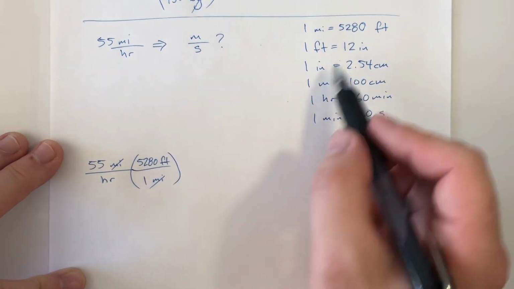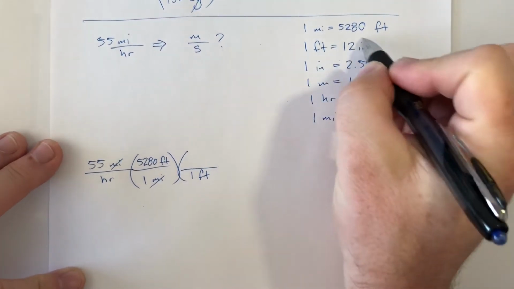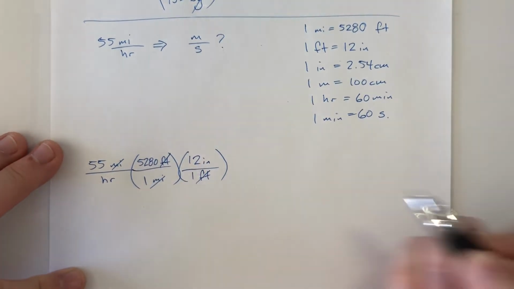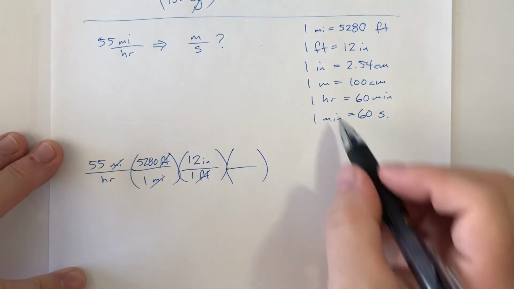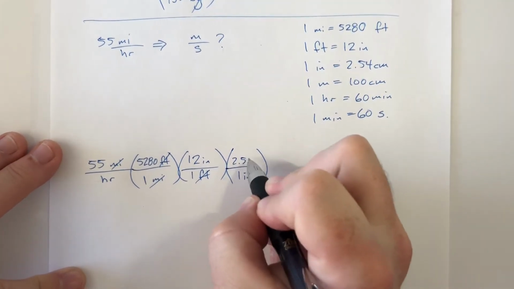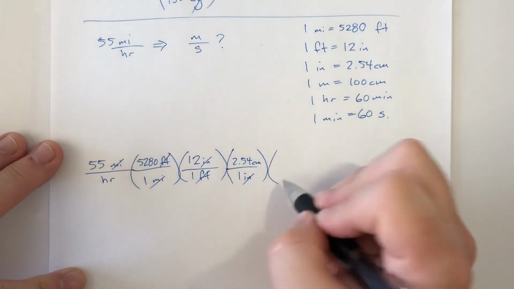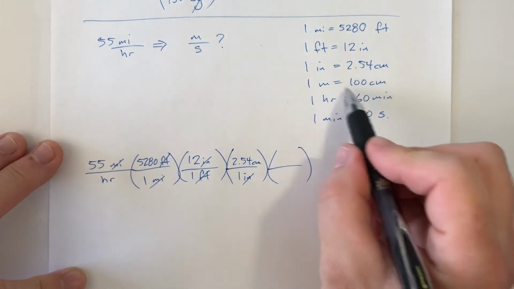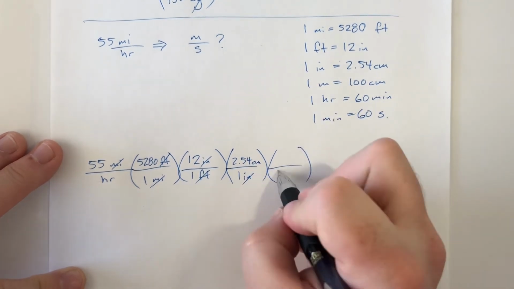We need feet to go away. So 1 foot goes on the bottom. The 12 inches will go on top. So feet cancels out, and you're left with inches. Now we need inches to go away, so 1 inch goes on the bottom, 2.54 centimeters goes on top. Okay, now we need centimeters to cancel out. 100 centimeters will go on the bottom, and 1 meter will go on top.